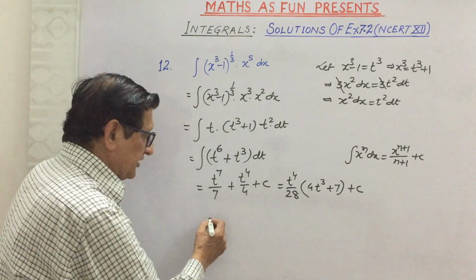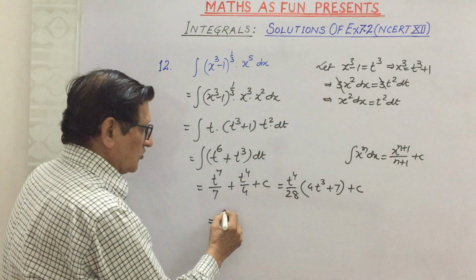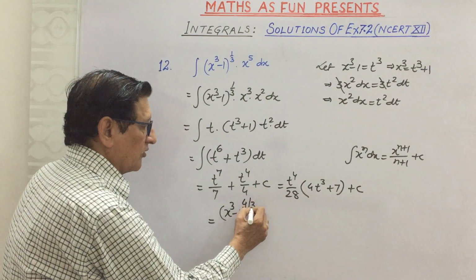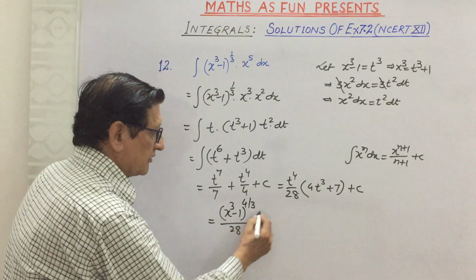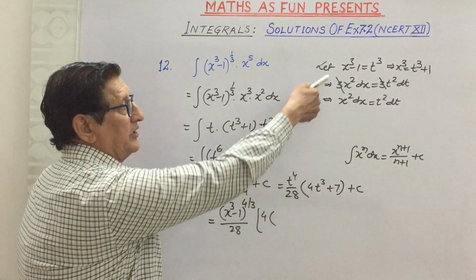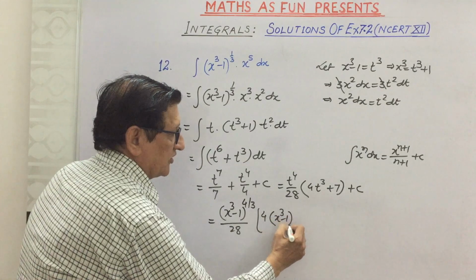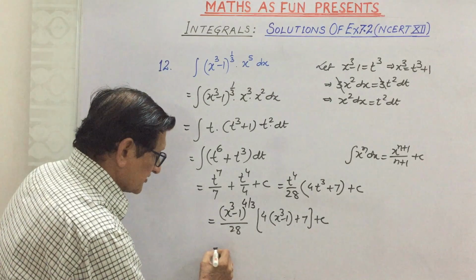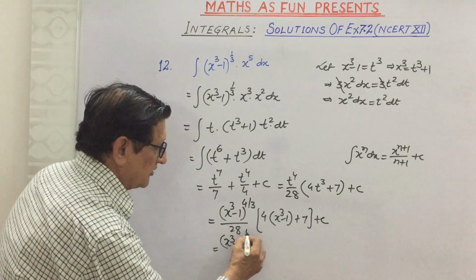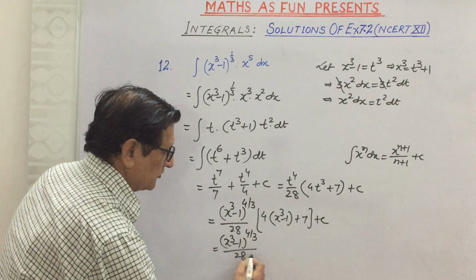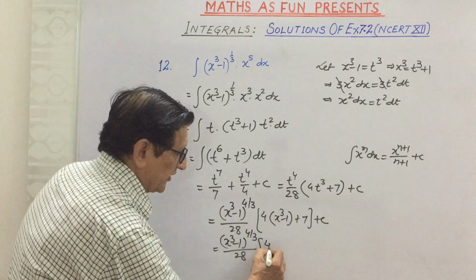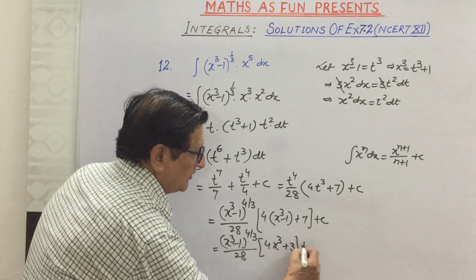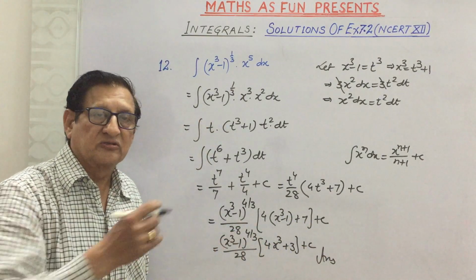Substituting the value of t here, we get t means x cube minus 1 whole power 1 upon 3, whole power 4 will be 4 by 3, upon 28 into 4 into t cube, which is x cube minus 1, plus 7, plus c. Simplifying this, we are getting x cube minus 1 whole power 4 upon 3 upon 28 into, this will be 4x cube minus 4 plus 7, that is plus 3, plus c. This is the answer to the problem.